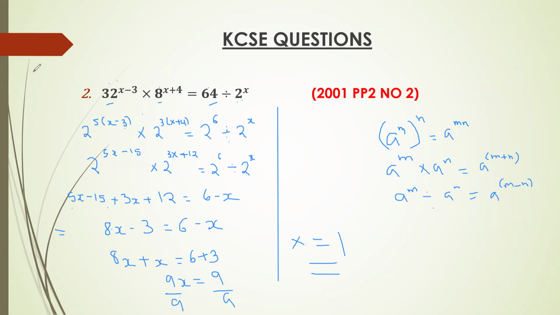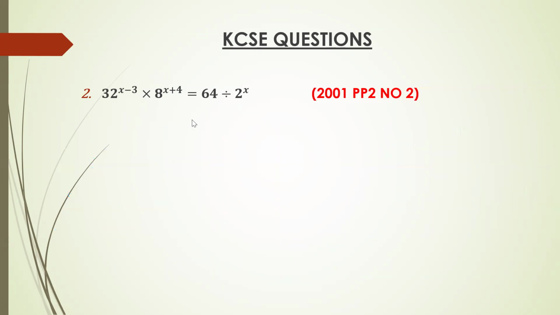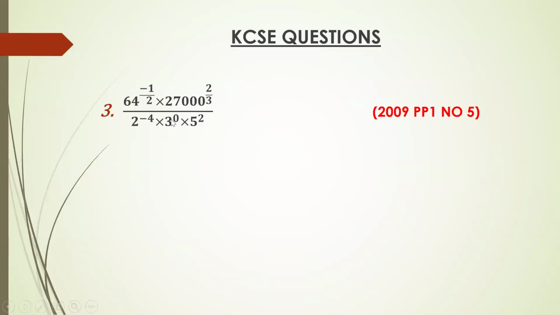Let's go to the other question. Our other question yasema 64 power negative a half, you need to solve this, times 27,000 power 2 over 3, over 2 power negative 4 times 3 power 0 times 5 power 2. KCSE question 209, paper 1, number 5. Okay, let's start. So hii ni 64, hii ni 27,000.